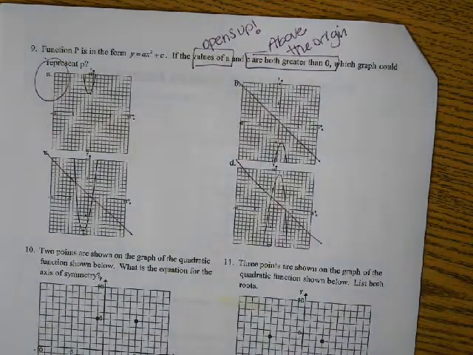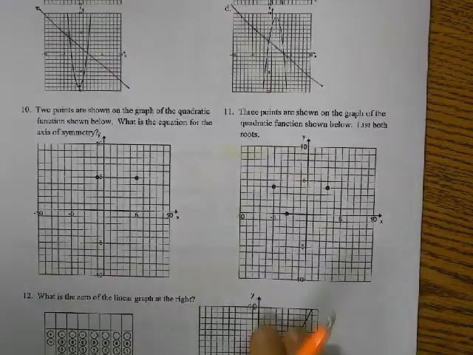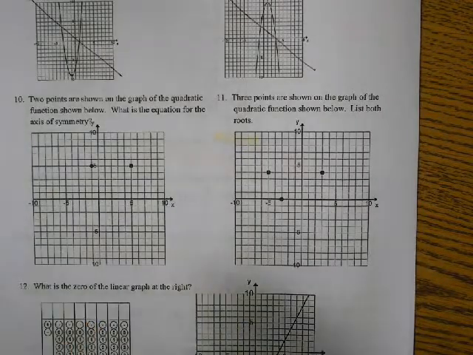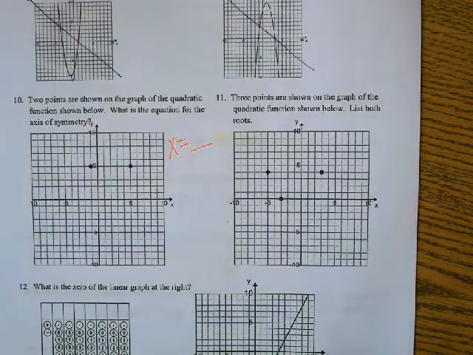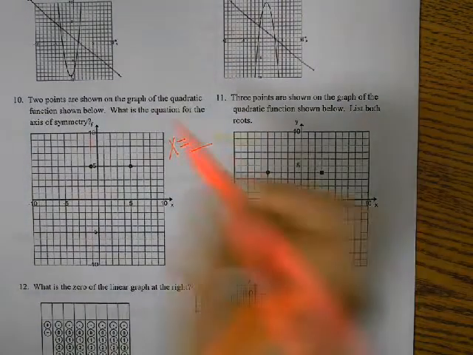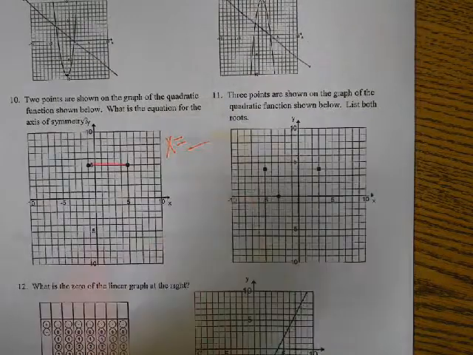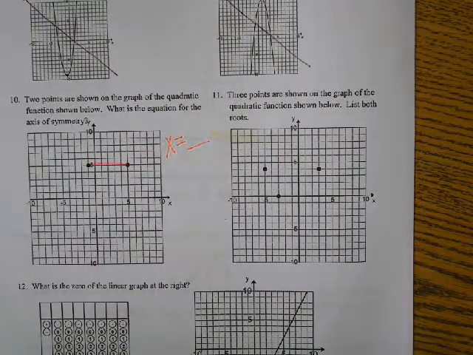Okay. All right, number 10. 2 points are shown for the graph of the quadratic function below. What is the equation for the axis of symmetry? Remember, axis of symmetry is always x equals. So we have to figure out what x equals. Now if you look at it, we've got 2 points, and I just need to find the middle, right? The axis of symmetry is directly in the middle of those 2 points.